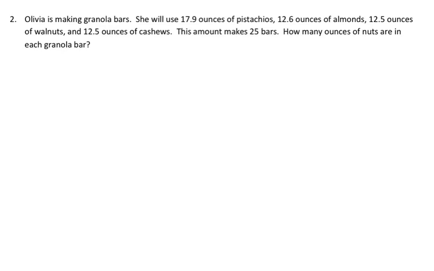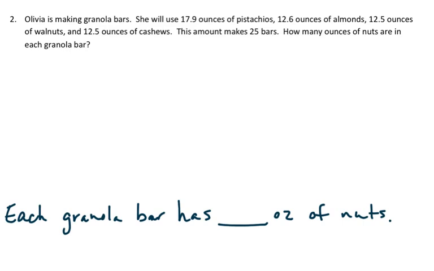And in this problem it says, Olivia is making granola bars. She will use 17.9 ounces of pistachios, 12.6 ounces of almonds, 12.5 ounces of walnuts, and 12.5 ounces of cashews. This amount makes 25 bars. How many ounces of nuts are in each granola bar? Okay, so I know where my target sentence is going to be. Each granola bar has blank ounces of nuts. This OZ is the abbreviation for ounces.